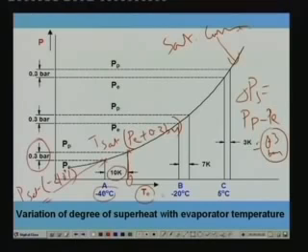Now if the same system operates at minus 20 degrees centigrade, and you have not changed the spring force, then again the pressure difference will remain 0.3 bar, and you find that the degree of superheat reduces to 7 Kelvin.